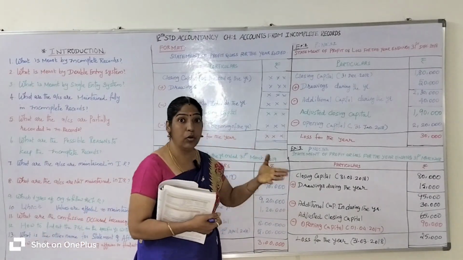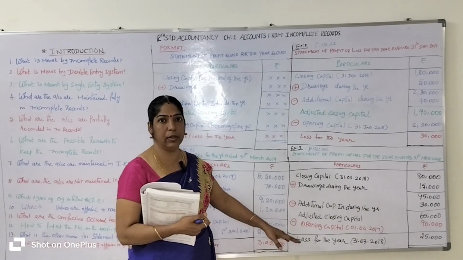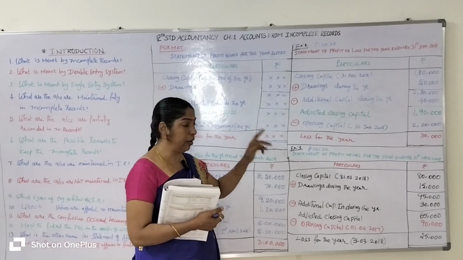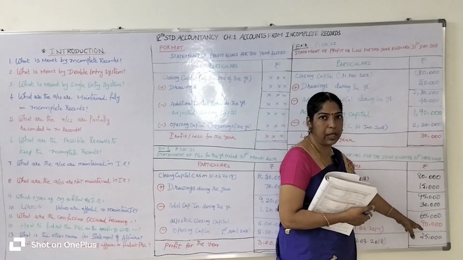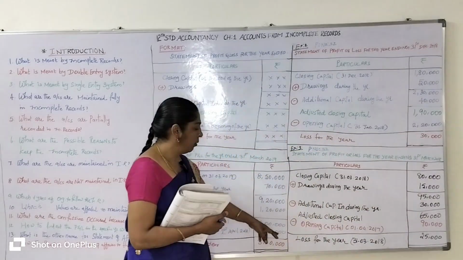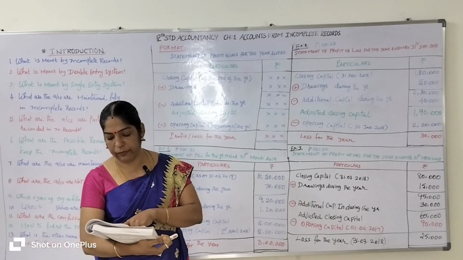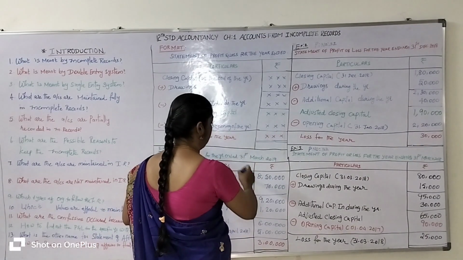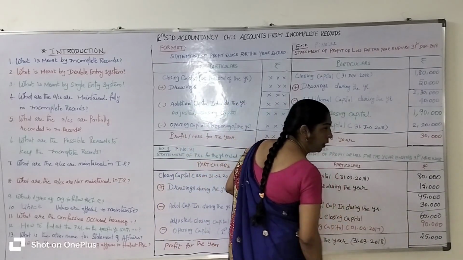Okay, so we don't know the opening capital value because we are going to find out the opening capital here. But as per the format, we are going to enter opening capital and leave the space here. Amount, we don't know the amount. Then loss for the year, they have given in the question. Loss for the year ending 31st March 2018, 25,000 rupees. So according to the format, we are going to enter loss for the year 25,000 rupees.